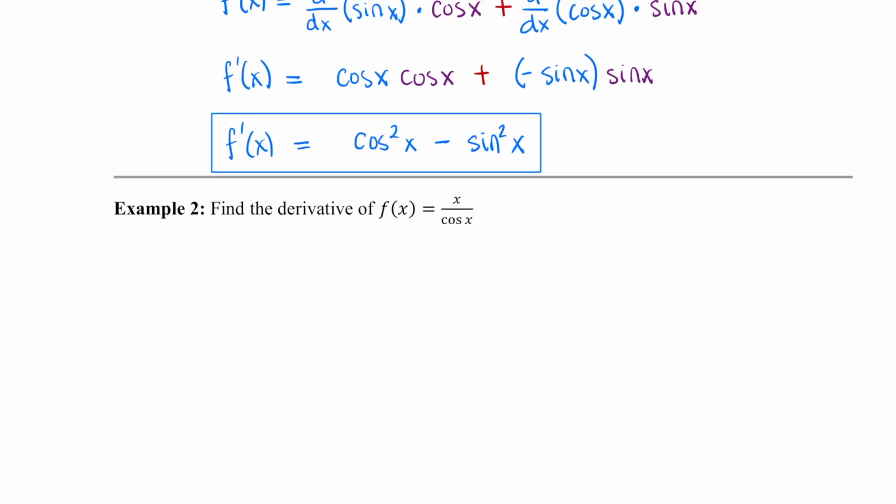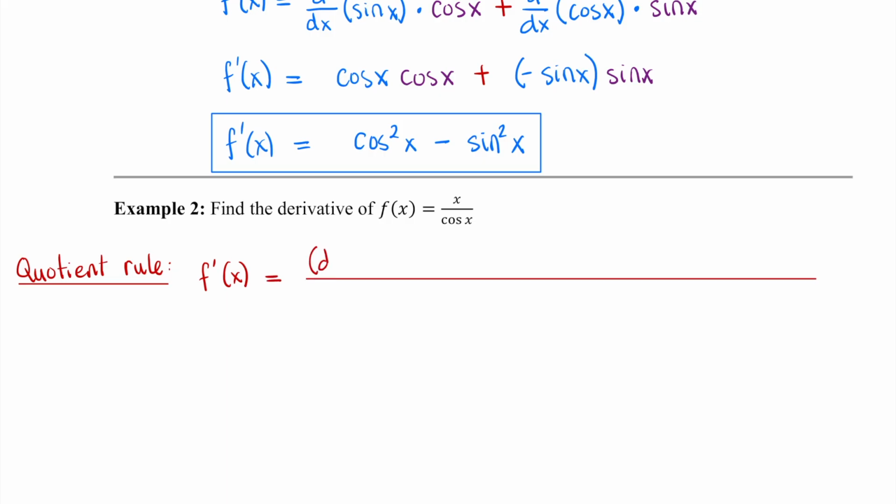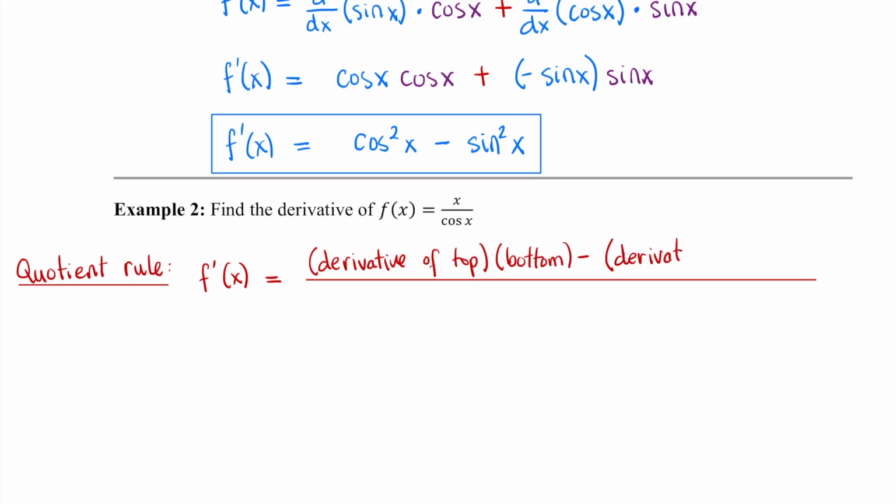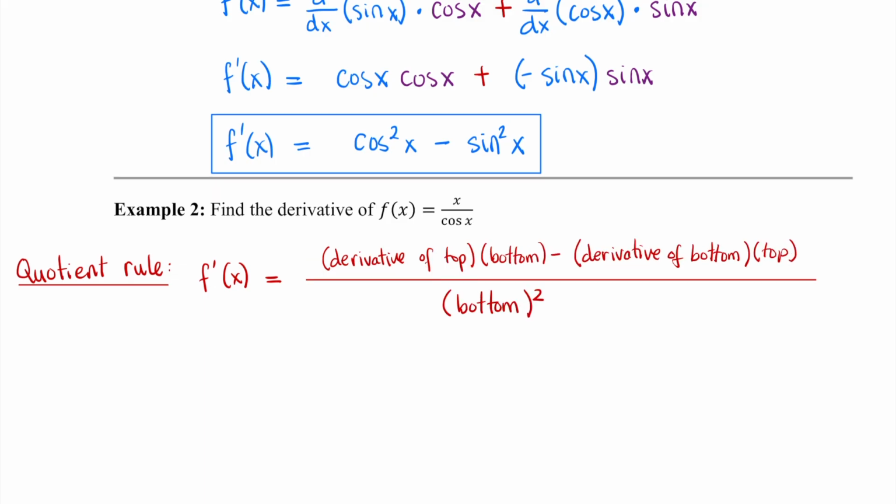Now, let's find the derivative of f of x equals x over cosine x. Since this is a quotient, we will use the quotient rule. The quotient rule says that we take the derivative of the top function times the bottom function minus the derivative of the bottom function times the top function, over the bottom function squared.